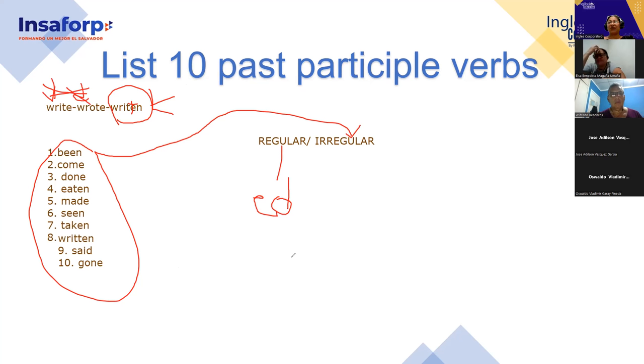En cambio, the regular verbs are easier because all of them are going to be in ED. All of them. For example, tell me verbs, past participle, regular verbs. Tell me.